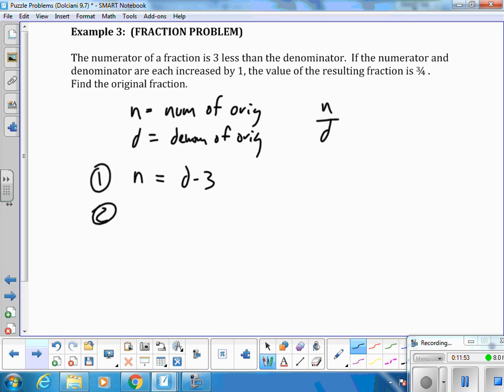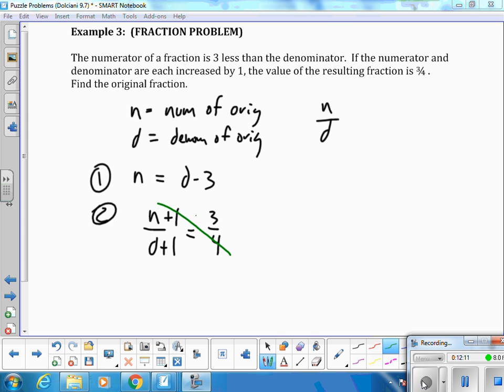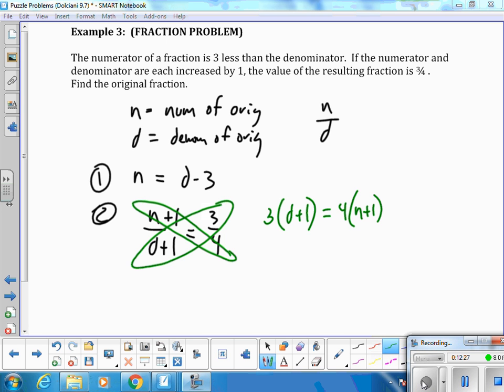If the numerator and the denominator are each increased by 1, their value is going to be 3/4. All right, to solve this one, I'm going to do some cross products here. So I'm going to go ahead and multiply each side here. So I can do 3 times d plus 1 is going to be equal to 4 times n plus 1. And then I can go ahead and distribute those out. And I end up with 3d plus 3 equals 4n plus 4.